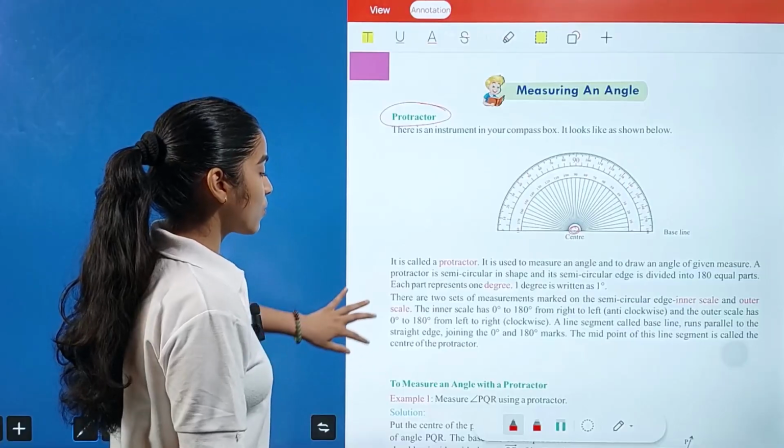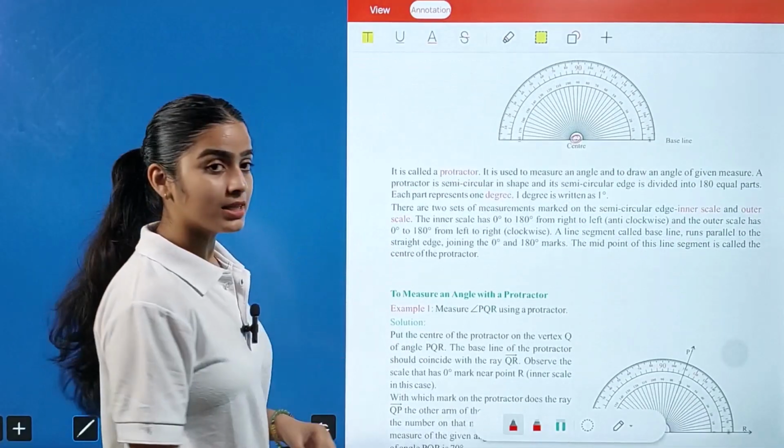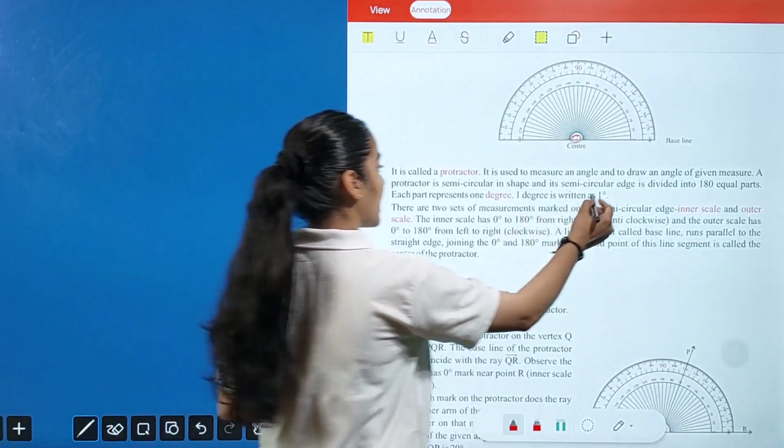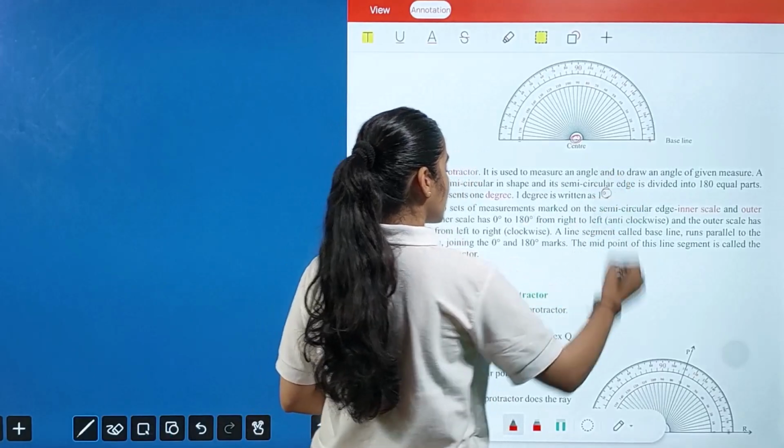Each part represents 1 degree. 1 degree is written like this. This is the sign of degree.